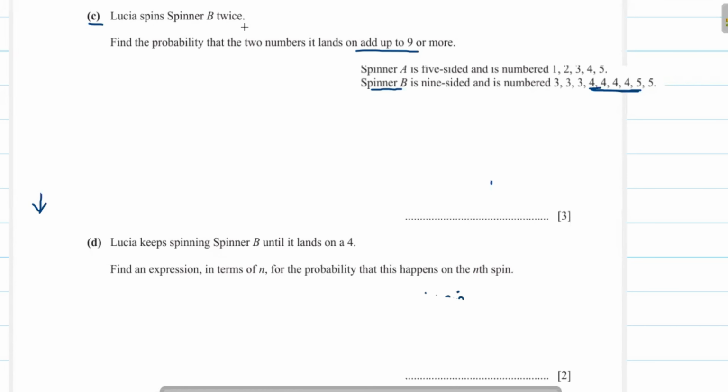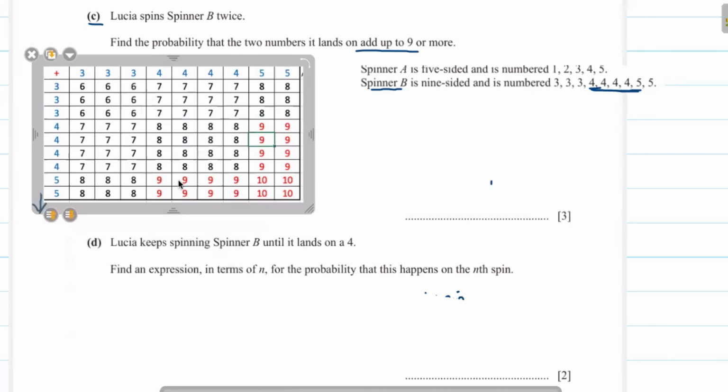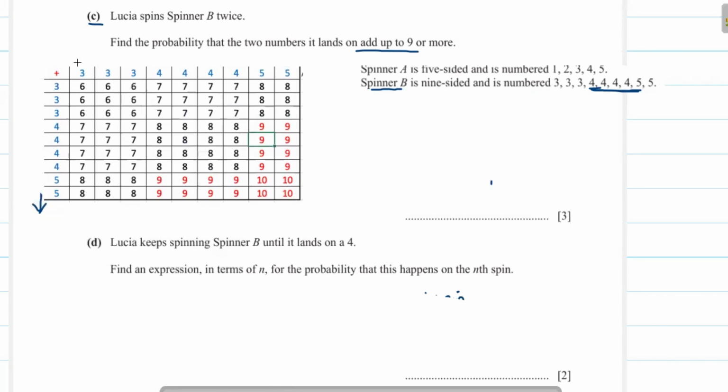Part C, Lucia spins spinner B twice. Find the probability that the two numbers it lands on add up to 9 or more. You see here the spinner B spins twice. Therefore, the possible landing numbers here are in the horizontal direction when the spinner spins the first time, and when the spinner spins the second time. These are the landing numbers. When we add these two numbers, we get the result here, and the table shows the result of this addition.